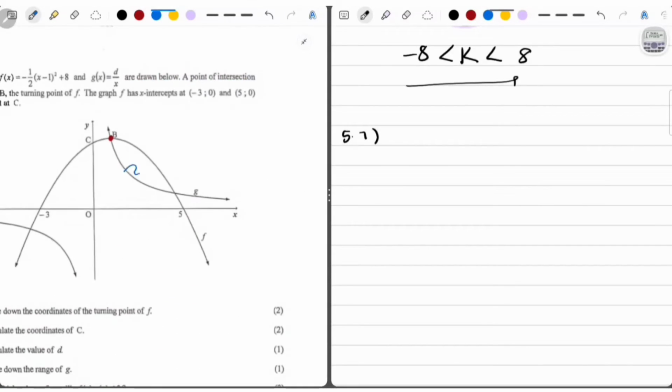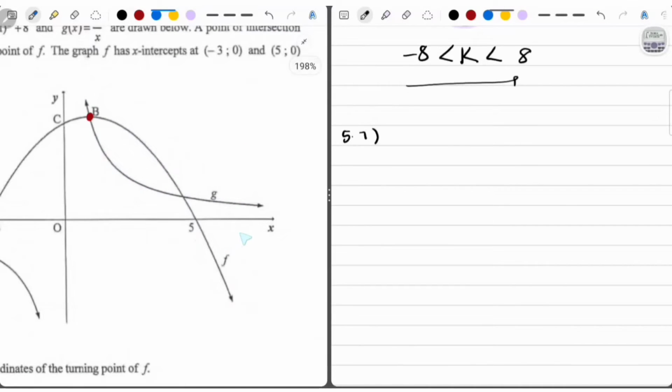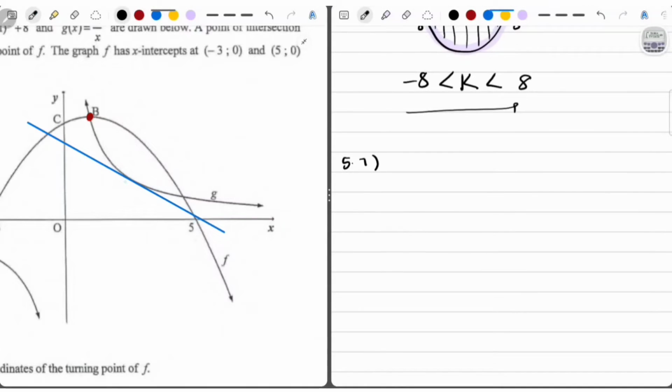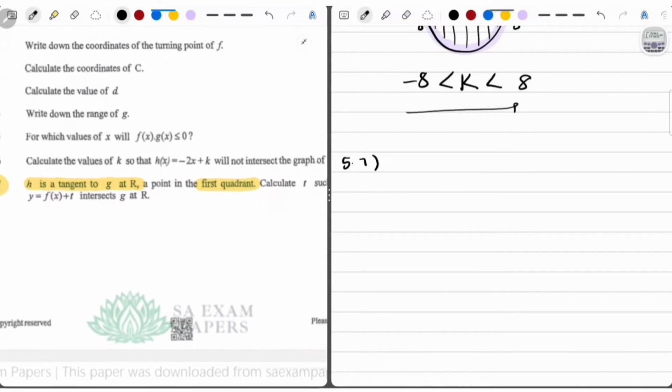Let's think about what g looks like. g looks like this, and they're saying that h is a tangent to g. So you have something like this. You have a tangent to g, right? A line that only touches g once. And this tangent to g, its point of intersection is this point called r, which is in the first quadrant, they said. So this is h, this is g. Let's just keep that in mind. What else do they say?